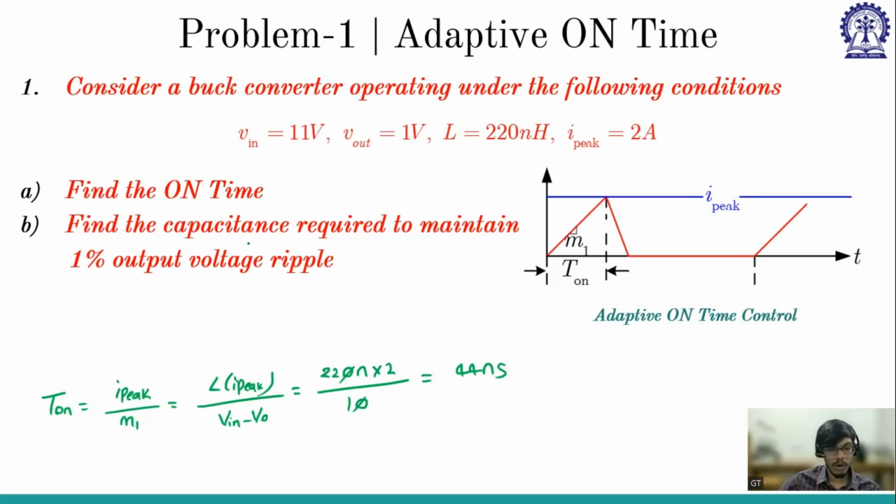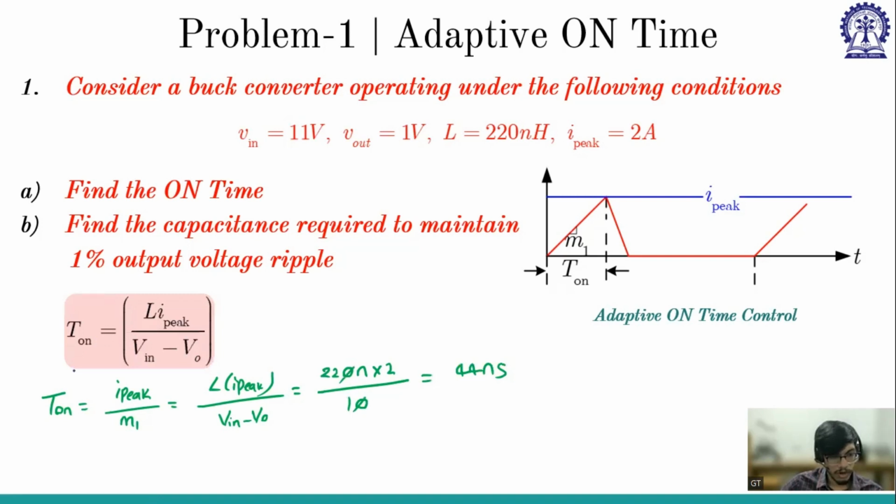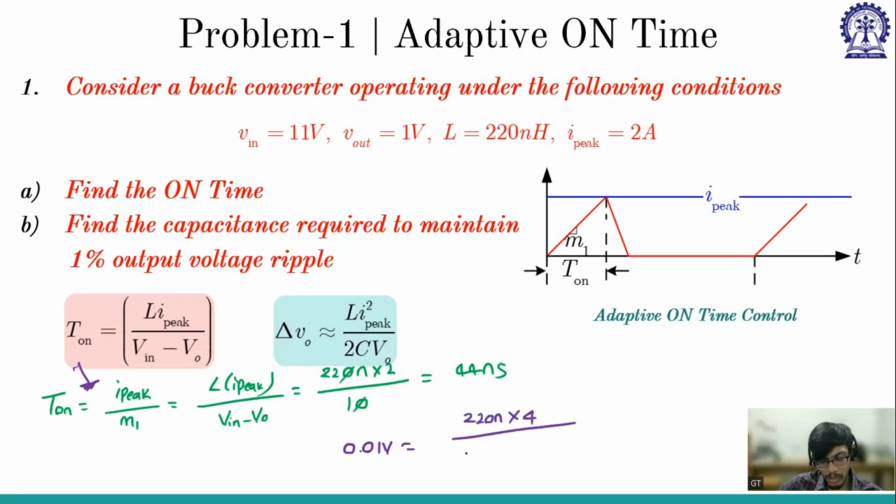And I have asked what is the capacitance required to maintain 1% as the output ripple. So we know the formula. This is the formula that we have used for T on time. And similarly for delta V naught, we have this formula. So if you substitute, 1% means 0.01 volt is equal to 220 nano into I peak square, which is 4, by 2 into capacitance into V naught, which is 1. So 2 times. So C is equal to.